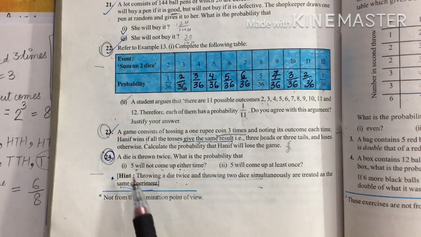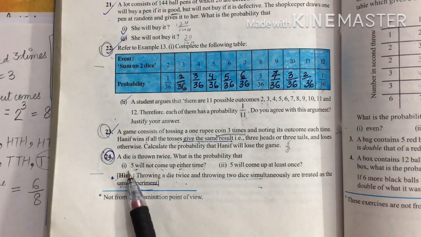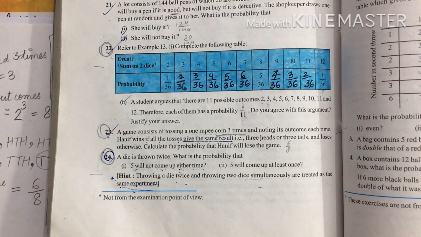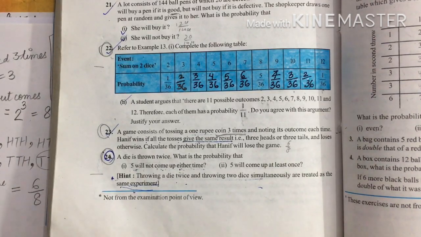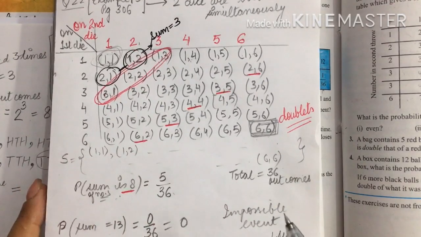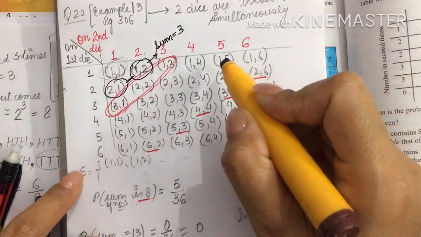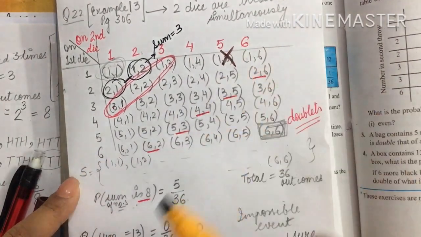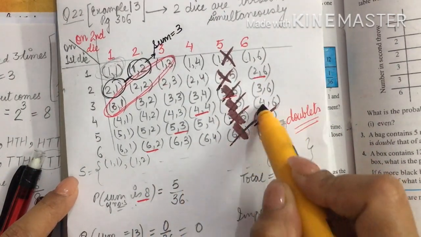What is the probability that 5 will not come up either time? So what you're looking for is, you don't want to see 5 on any of the dice. 5 will not come up either time. 5 should not be there. So how many outcomes are there without 5? For doing this, let's delete the outcomes which have 5 on it. So this outcome contains 5, so delete this. This contains 5. This complete column will be deleted. And then this row will be deleted.